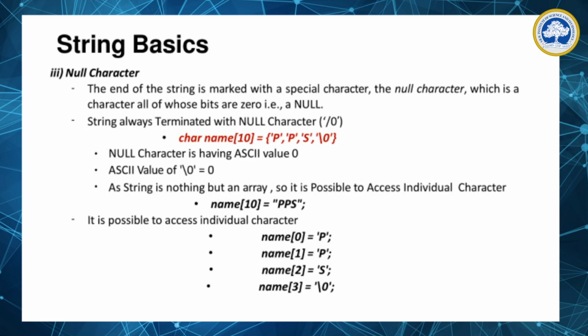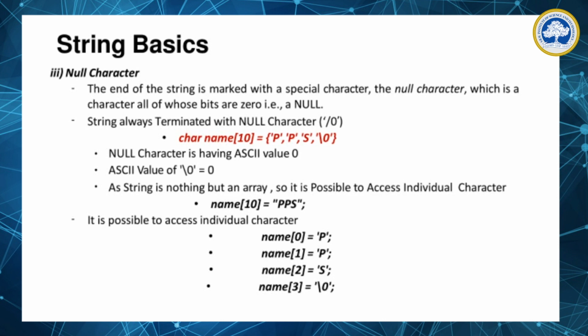Here the string is nothing but an array, so it is possible to access the individual characters. For example, I have a string named name of size 10, in which I store PPS. How do we access the individual characters? Suppose I want to access the first character P, I use name[0]. To access the second P, I use name[1]. To access my third character, I go for name[2]. Like that I can access them.